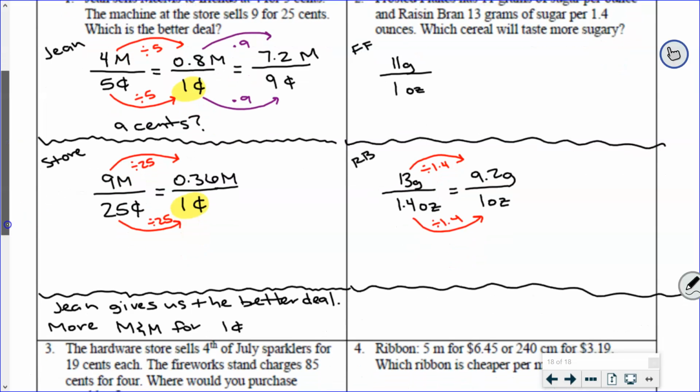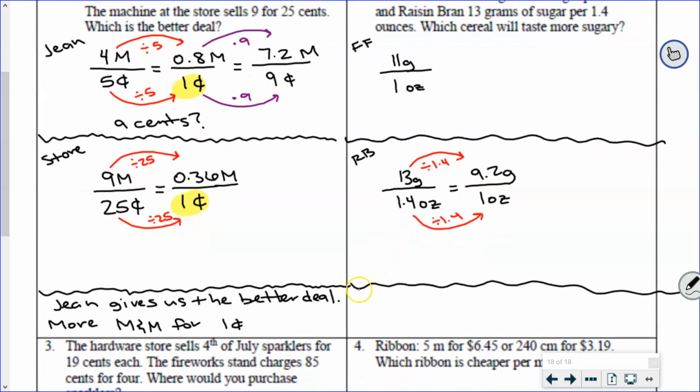Frosted Flakes has more sugar. And if you've tasted those cereals, you're not surprised by that, are you? Yeah, Frosted Flakes has more sugar. Frosted Flakes will taste more sugary.